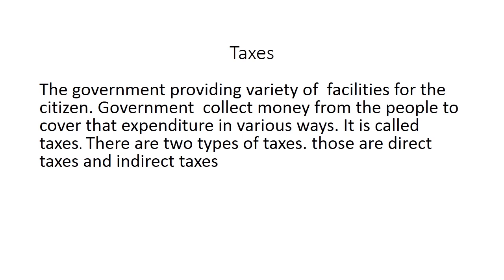Now we are going to start the grade 10 level. Taxes. The government provides a variety of facilities for the citizens. Government collects money from the people to cover that expenditure in various ways. It is called taxes. There are two types of taxes. Those are direct taxes and indirect taxes.